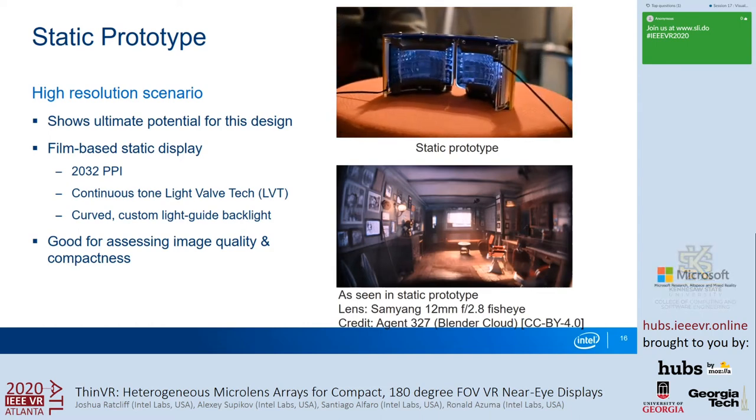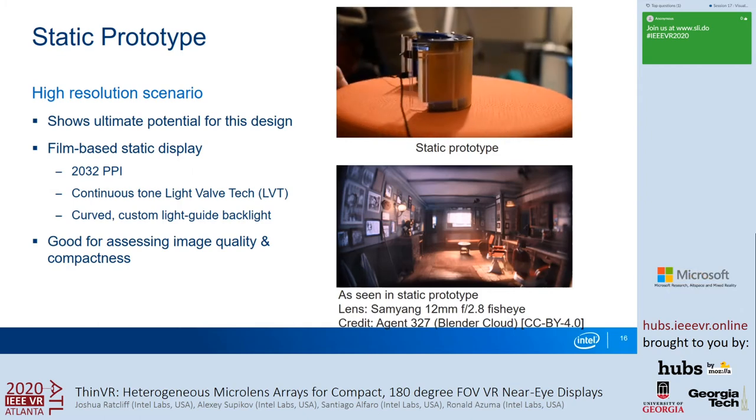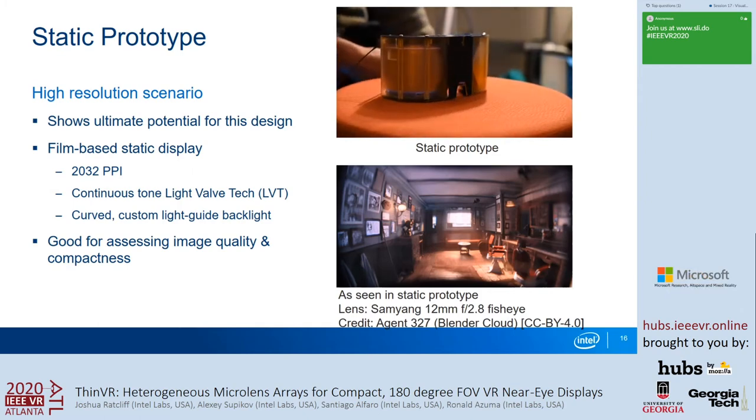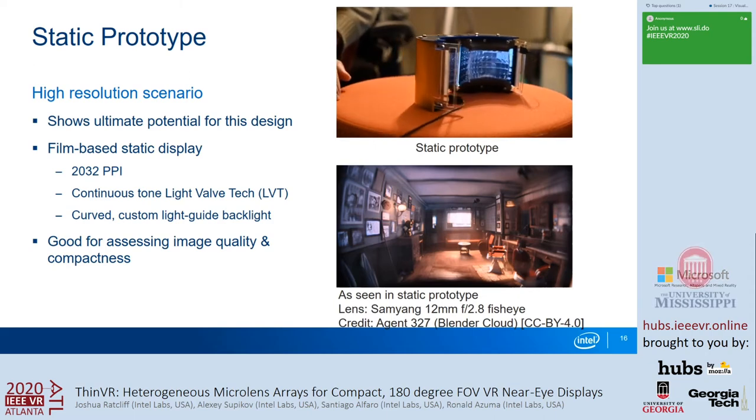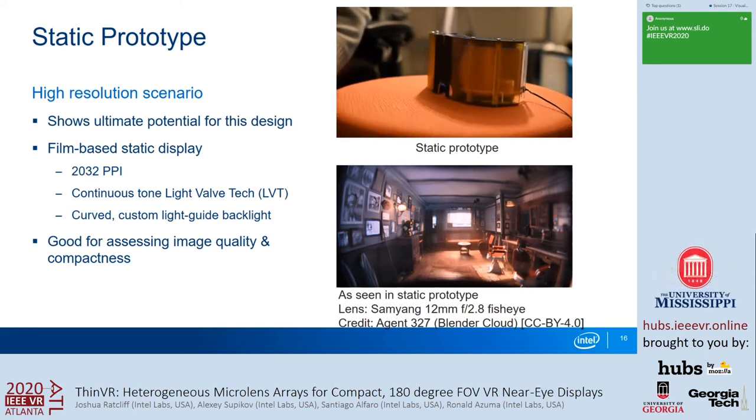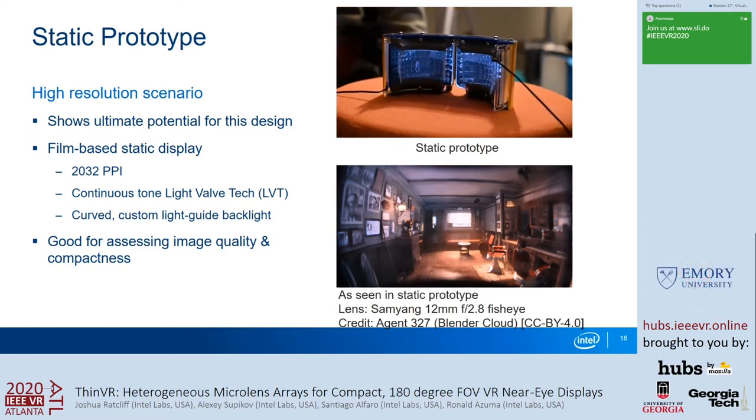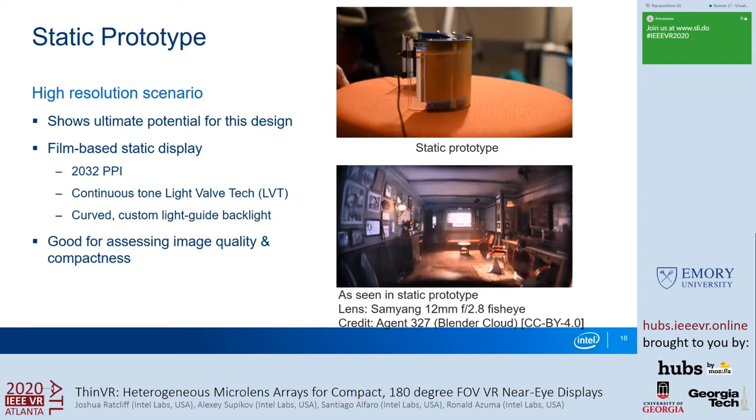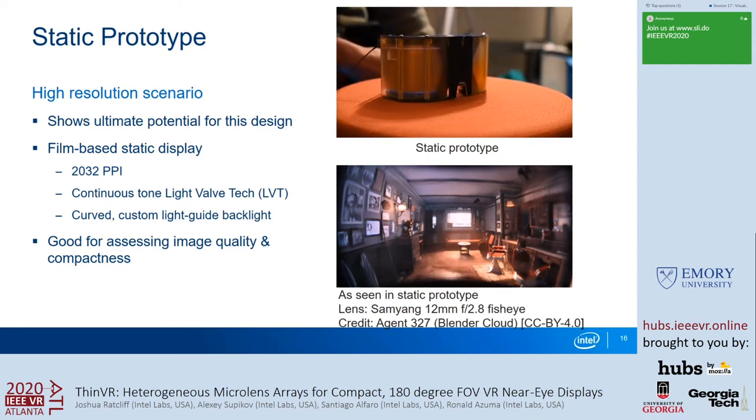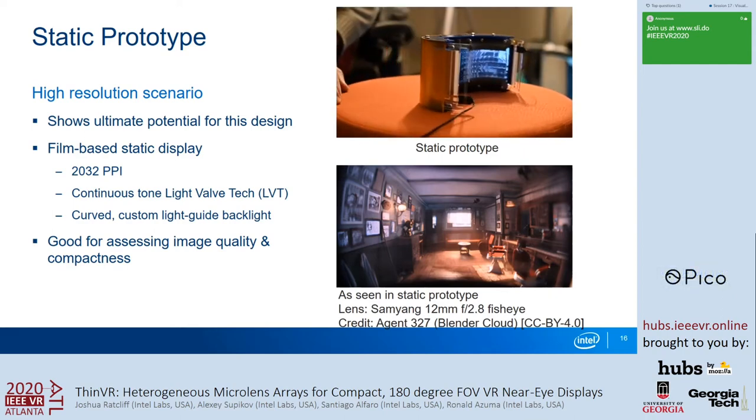We jettisoned the electronics and instead used color photo film with over 2,000 pixels per inch resolution. The film is exposed in continuous tone using LVT technology. This provides us with a high-resolution curved image. We also needed a backlight, so we built a custom, curved light guide. Overall, this provides us with a fantastic means of assessing image quality and device compactness. Let's take a closer look.